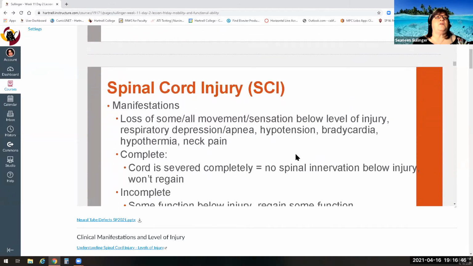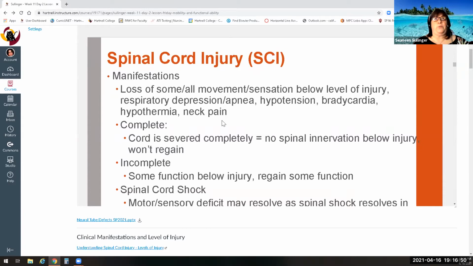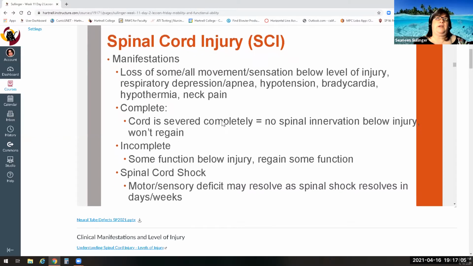And so some of the things that you're really worried about with spinal cord injury would be the loss of motor and sensation function, but that can also affect how you breathe, the respiratory drive. And oftentimes you're going to see hypotension, bradycardia, hypothermia, and neck pain, obviously.